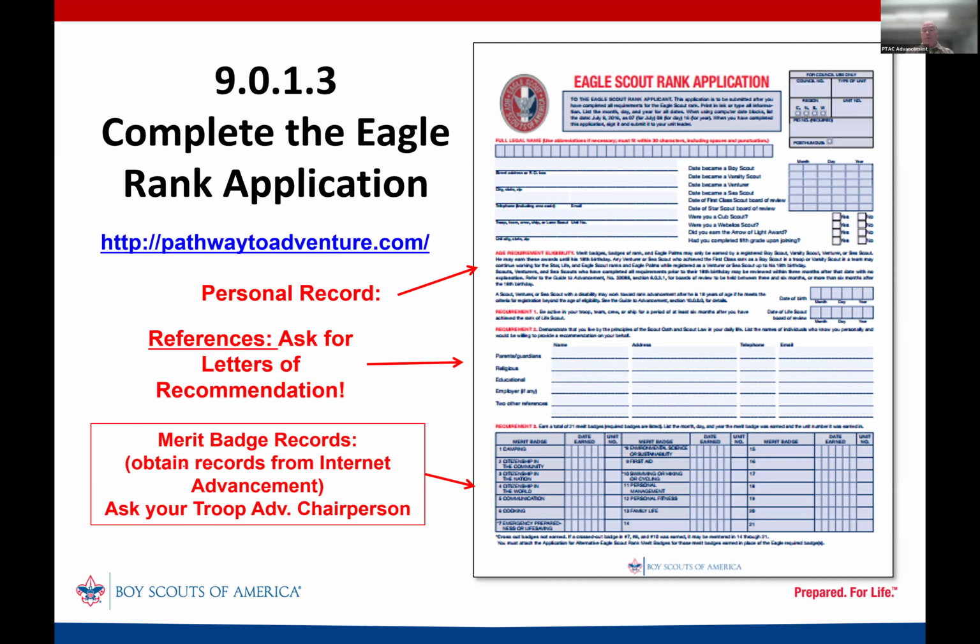Through that report, the scout can get this PDF form created, and it will automatically fill in the completion dates for all these different merit badges. Those are some good things that make it a lot easier for the scout filling out those different pieces, all right?